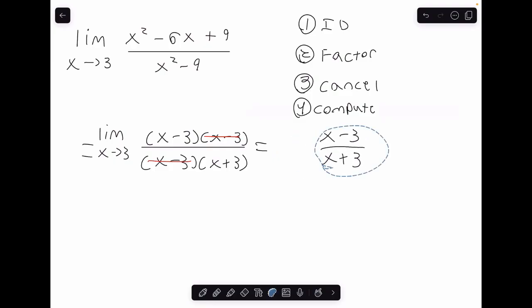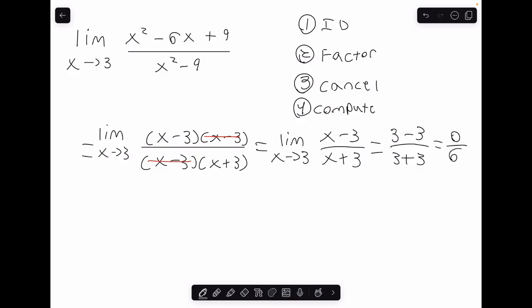Now we can compute this limit. Here we're taking the limit as x approaches 3. All you have to do is replace the x values with 3. So 3 minus 3 divided by 3 plus 3. This gives us 0 in the numerator and 6 in the denominator. So that's our answer, 0.